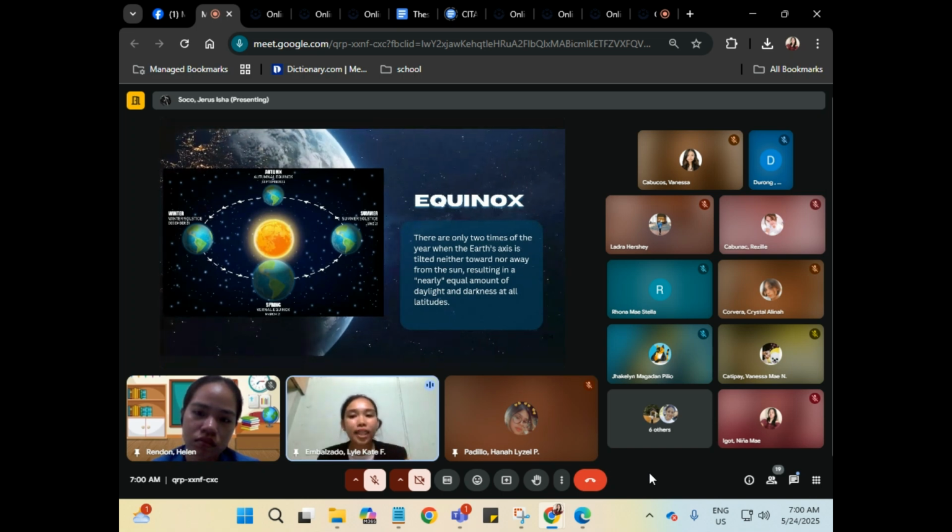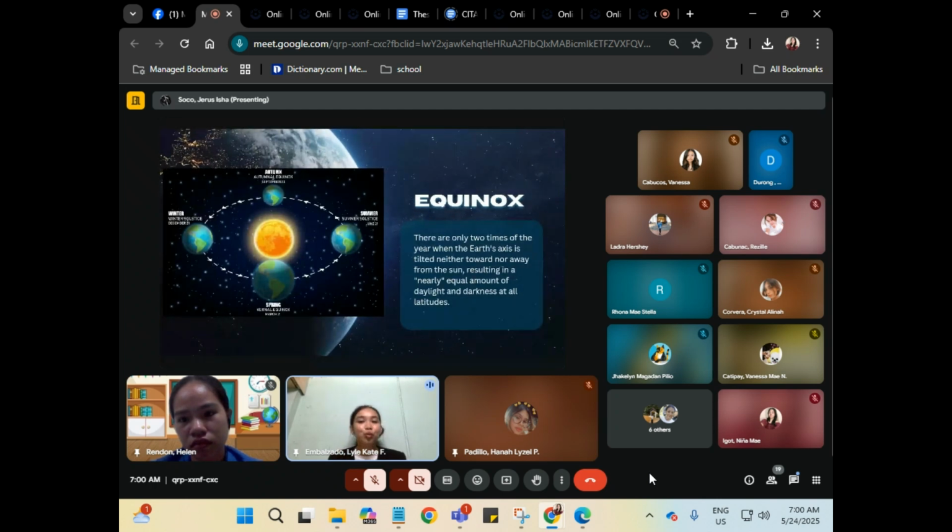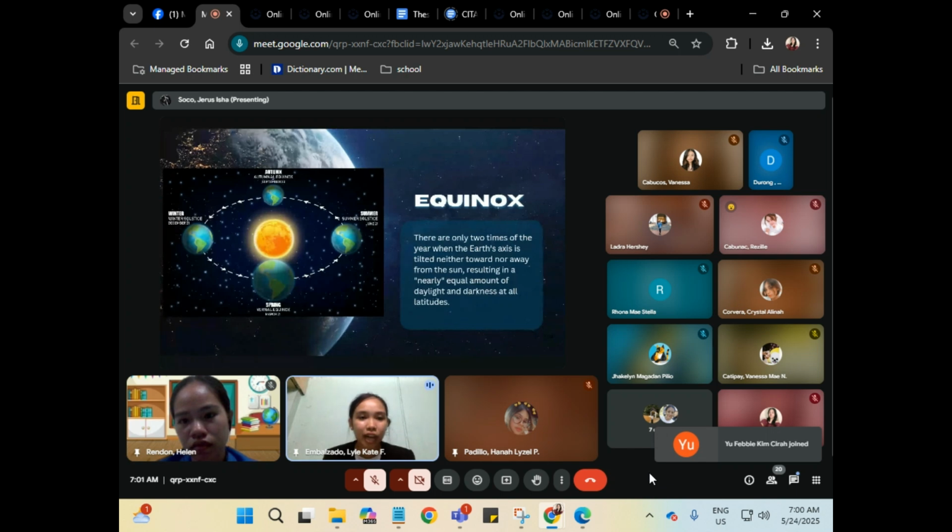Therefore, on the equinox, class, and for several days before and after the equinox, the length of the day will range from about 12 hours and 6.5 minutes at the equator, up to 12 hours and 8 minutes and 30 seconds at 30 degrees latitude, to 12 hours and 16 minutes at 60 degrees latitude. Okay, so that is the equinox. Now, can we have the next slide, Teacher Aisha?